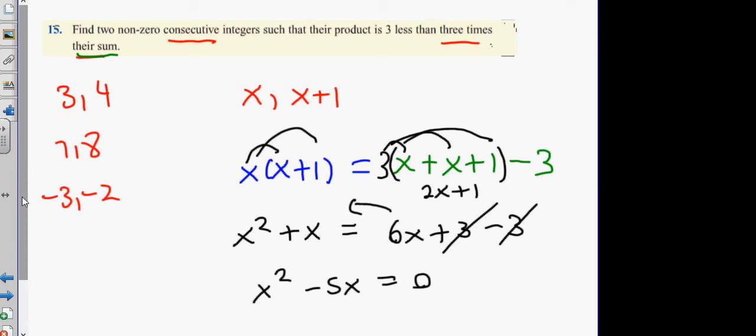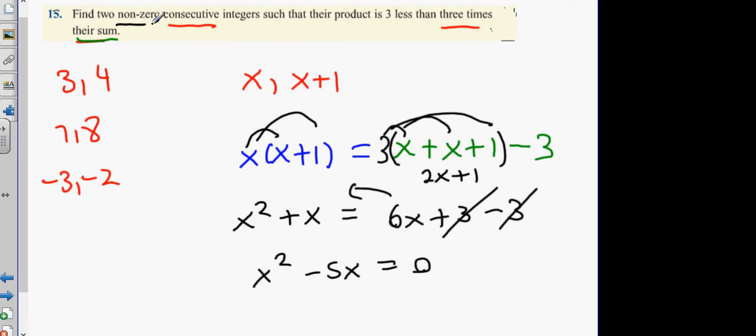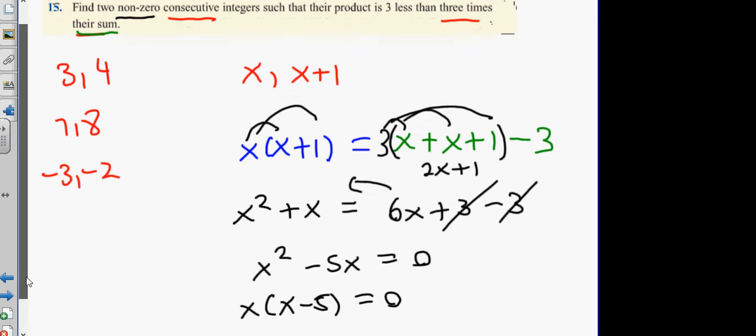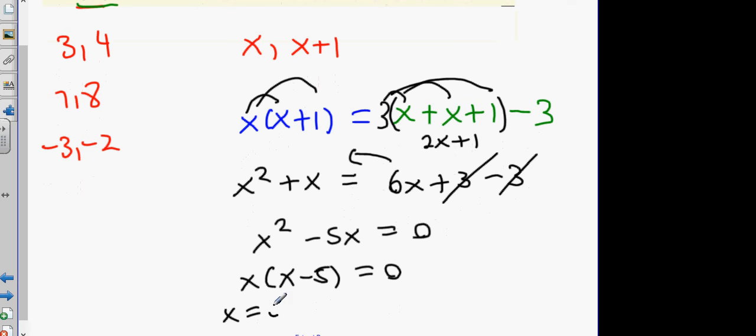Okay, 2 non-zero. They put that in there for a reason. So either x will equal 0 or x will equal 5. X equals 0, it's not allowed. X therefore equals 5. So the 2 numbers we're thinking about are 5 and 6.